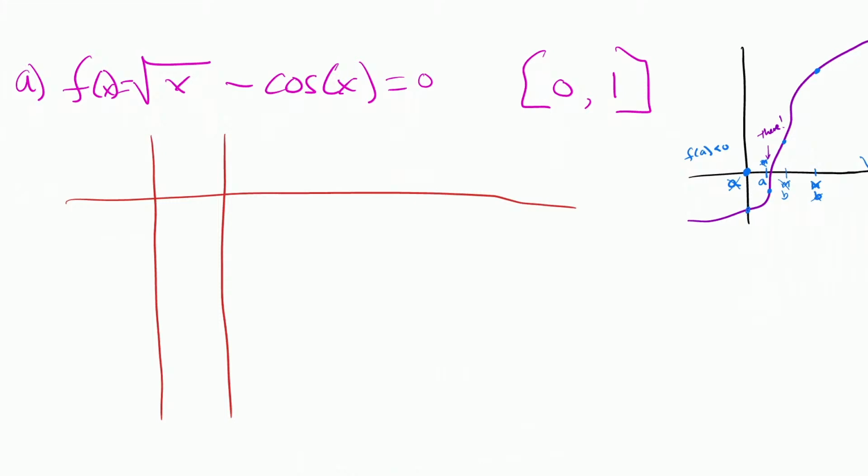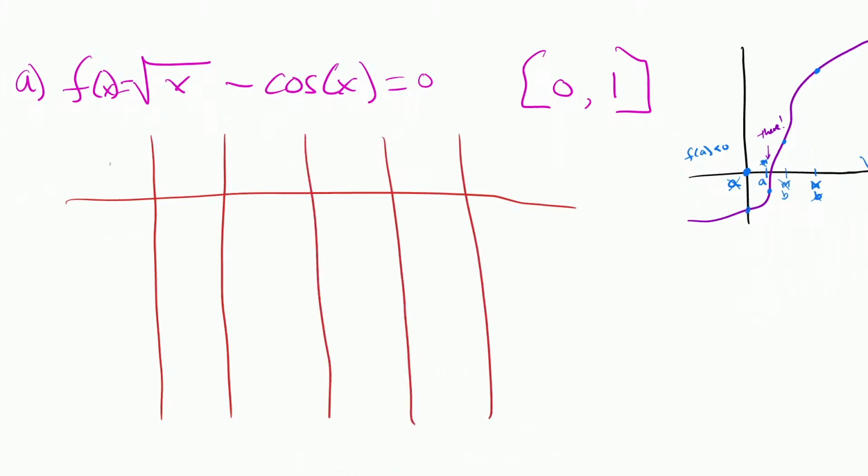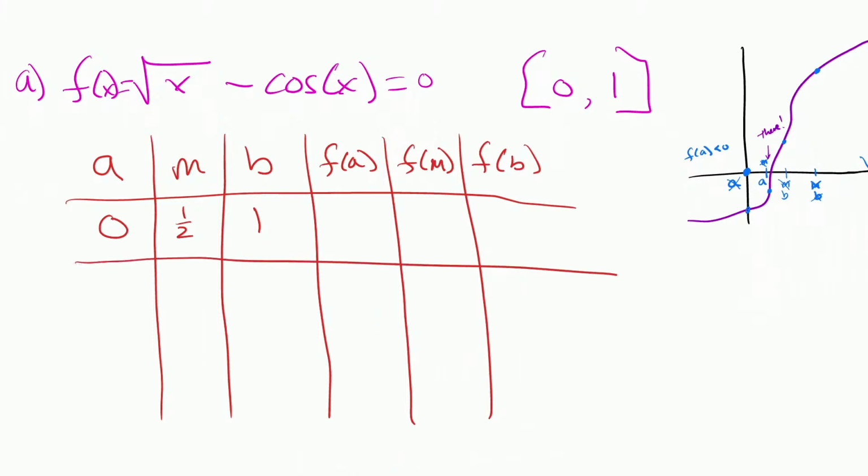I think that the book had 6 columns. So you had A, M, B, and then F of A, F of M, and F of B. So we have 0, 1/2, and 1 as our first bisection. And they want us to do, what is it, 2 or 3 bisections?